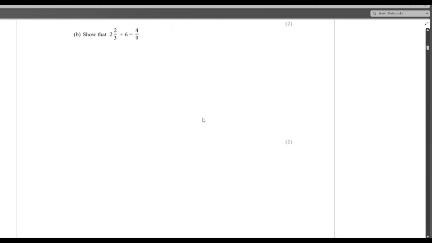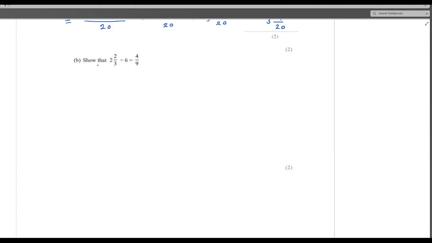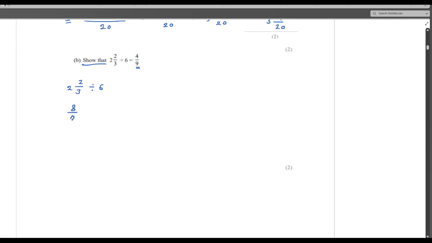Now in the B part we have to show that the answer is already given here, but you have to show that your left hand side is equal to 4 upon 9. So let us begin. 2 2 by 3, this is a mixed fraction, divided by 6. Now this can be written as 2 times 3 is 6, 6 plus 2 is 8. So 8 divided by 3.